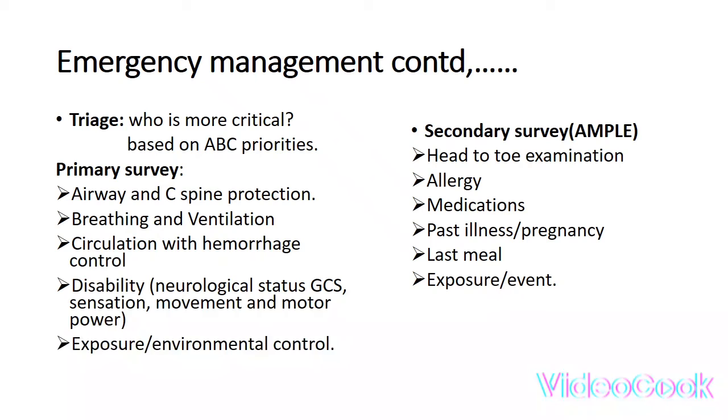So on the primary survey, we do airway and C-spine protection. We have to look in the oral cavity, and see if the patient has any clot there, or anything that can obstruct the airway.